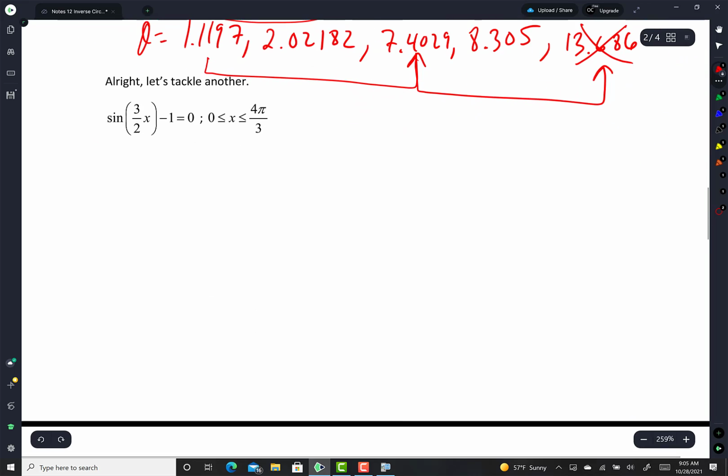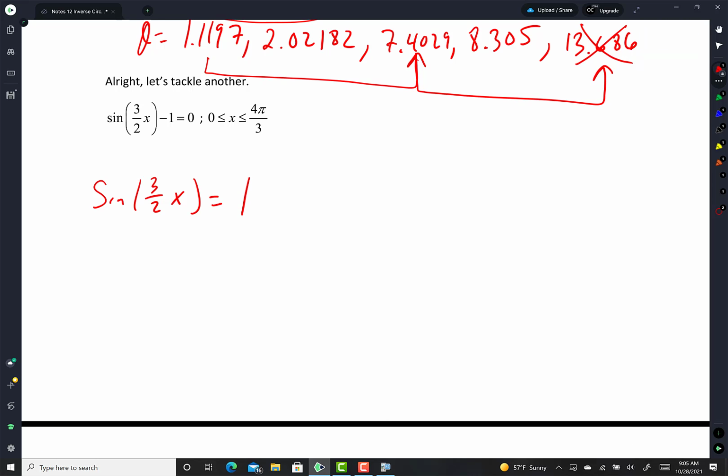Let's tackle this question here. This one, you'll see that you won't need any formulas. You just use logic. Ready, guys? I'm going to move the 1. Sine 3/2 x equals 1. Can we do that? If you can do that, you got at least 20% credit. Next, what do I got to do? Inverse it. Perfect. 3/2 x equals arc sine or inverse sine of 1 plus 2 pi n. Now you're at 30% credit.